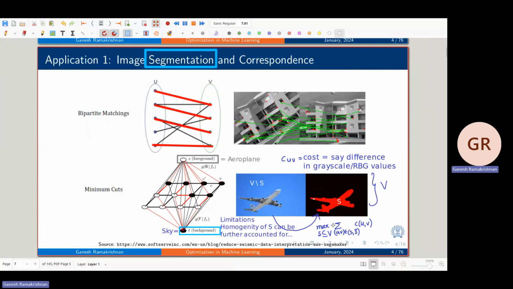Now, the way we are going to use these costs is slightly different. We are saying that I want to ensure that the intra-point similarity, the similarity of points within the object, is higher than the similarity of points outside. So let's say CUV is the difference in grayscale RGB values. Sorry, this should be min. It should be min, I think.